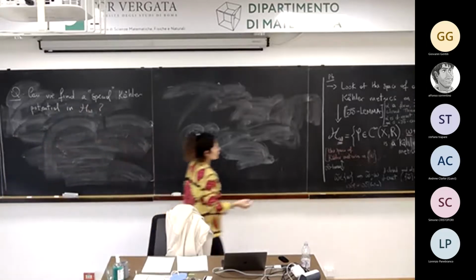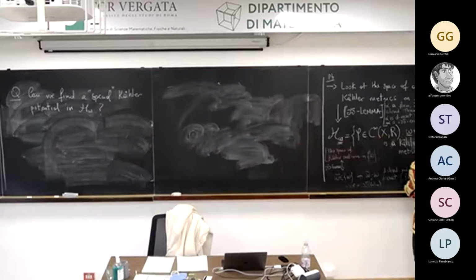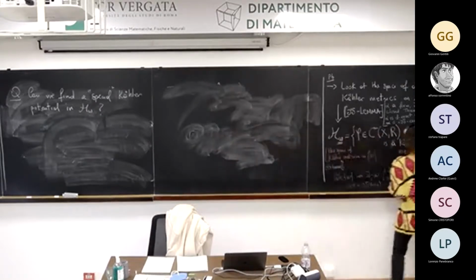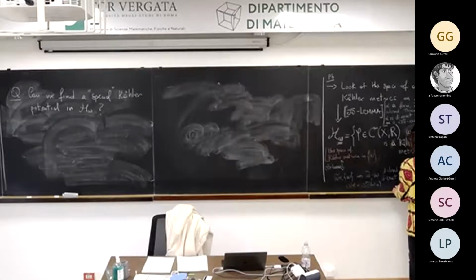And maybe also for the following, I'm going to always denote this guy here. Let me do that, because I want to keep less space. So this guy here, I'm going to denote it by omega phi. Okay? So this is the Kähler metric omega phi.